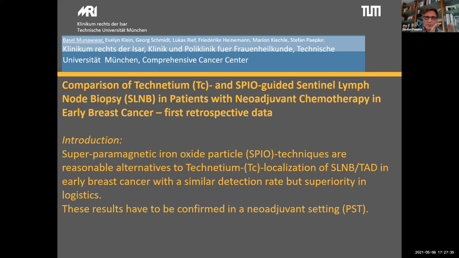The comparison of our standard technetium group and the SPIO-guided sentinel lymph node biopsy in patients with neoadjuvant chemotherapy. First, retrospective data: what we have seen in our clientele, in patients without the context of primary systemic chemotherapy, is that the logistics is much better with these biotechniques. And the data also showed that the detection rate and the efficacy rate are nearly the same, over 94% in our clientele, but we haven't confirmed that until now in the neoadjuvant setting.